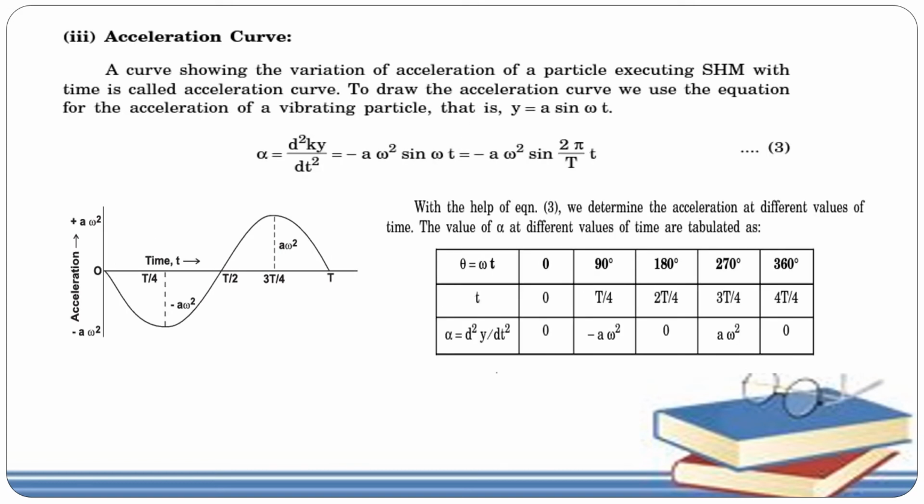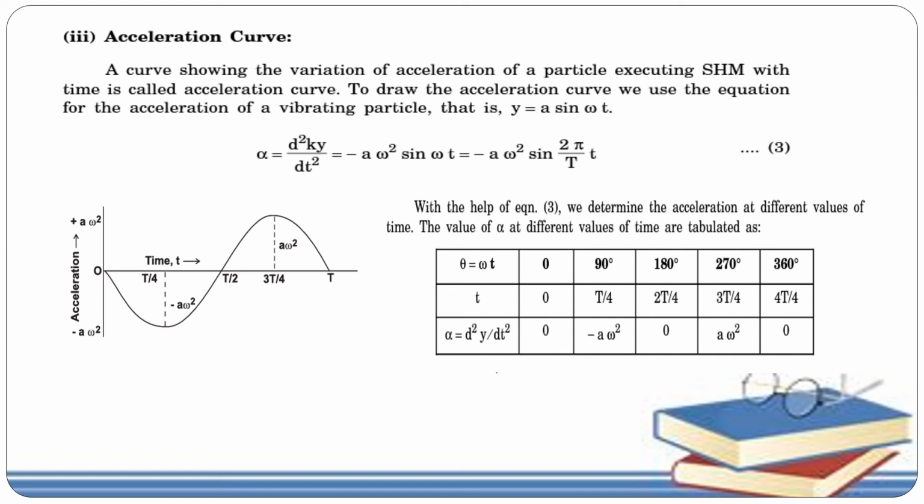The next one, acceleration curve. This is also the same method as displacement and velocity, taking t along the x-axis and acceleration along the y-axis. A curve showing the variation of acceleration of a particle executing simple harmonic motion with the time is called the acceleration curve. To draw the acceleration curve, we use the equation for the displacement of the vibrating particle, that is y equal to a sin omega t.